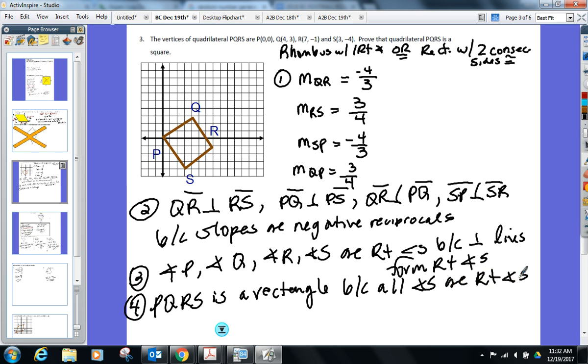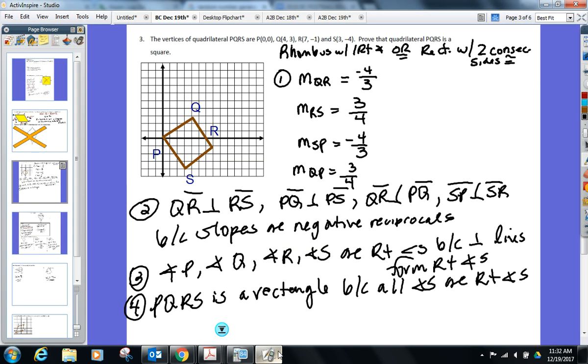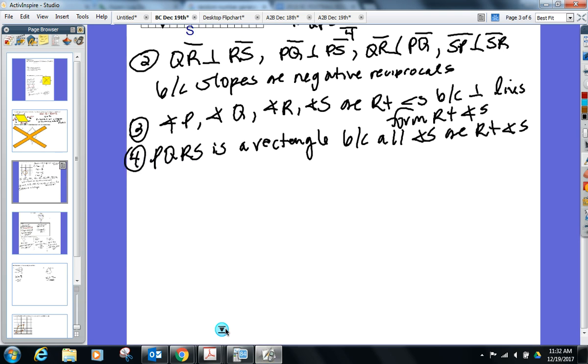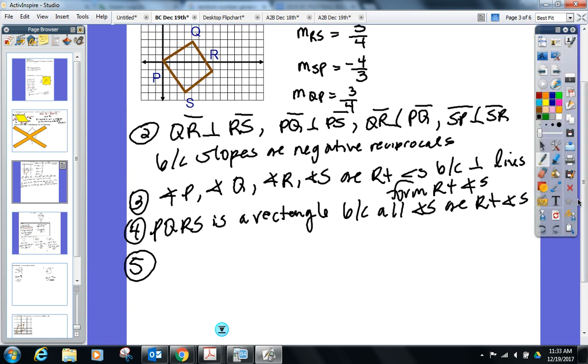Everyone see how this is going now? But we still need to make it into a square. What do I do with this rectangle now to make it into a square? It's already a rectangle, so what makes it into a square? Two consecutive sides congruent. Let's go, guys. Which 2 sides do you want to prove congruent? QR and RS. Let's do it.